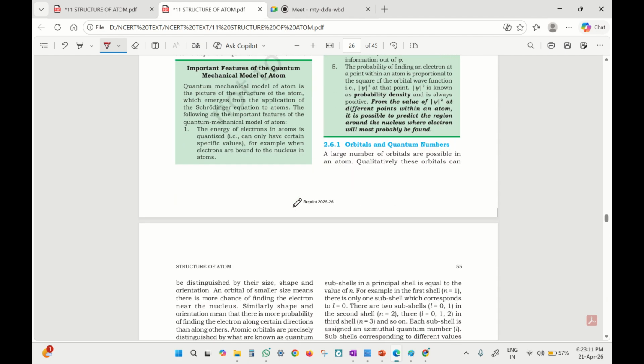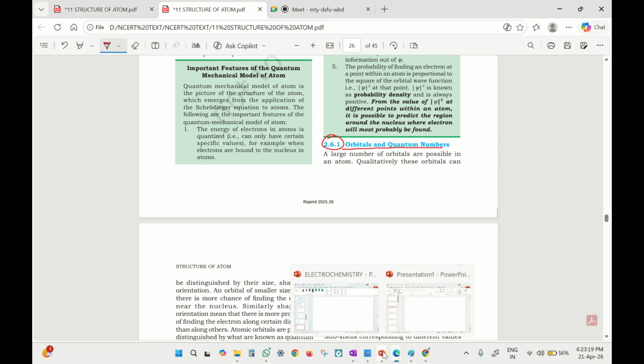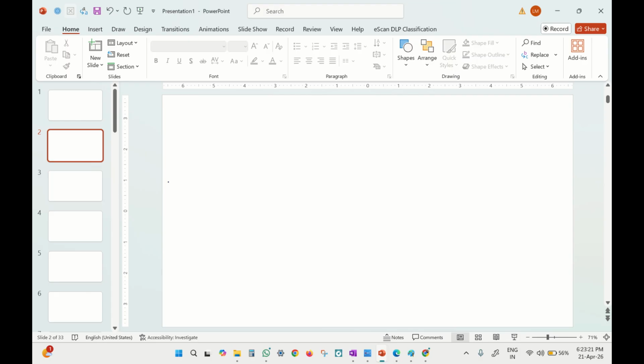Basically, you can start with this. What I'm teaching you today, you can start with 2.6.1. Okay. But listening is more important today. You may not understand everything from that section also when you read, but try to understand what I'm discussing.